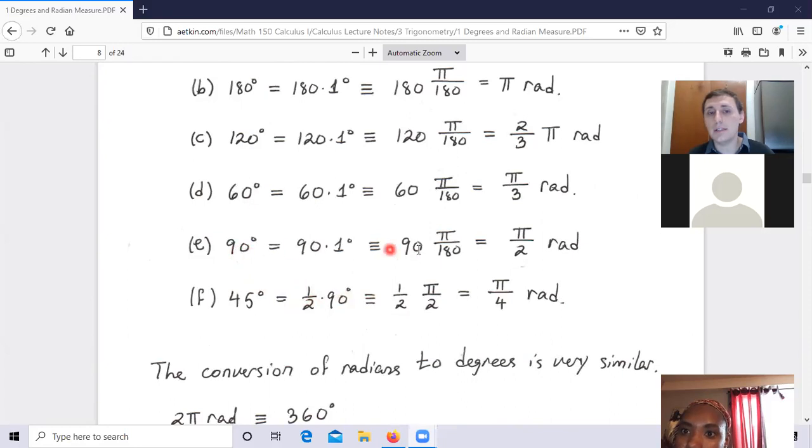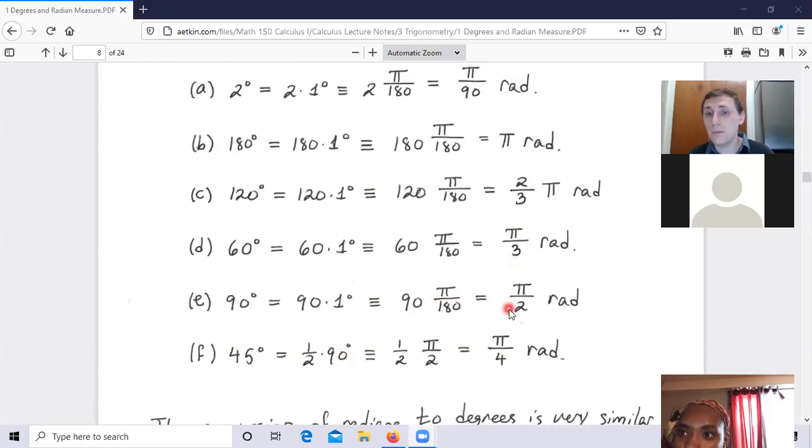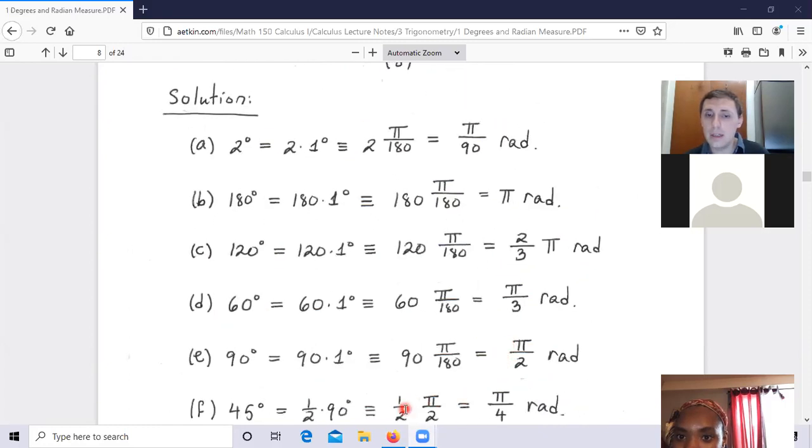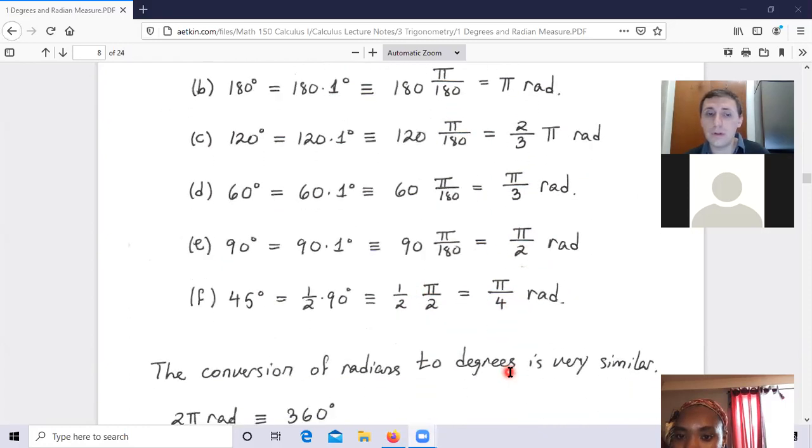And 90 degrees is pi over 2. In other words, it's slightly more than 1, right? It's 3.14 divided by 2, and that's because we have 90 copies of pi over 180 crust. 45 degrees is half of that, half of pi over 2, so it's pi over 4.